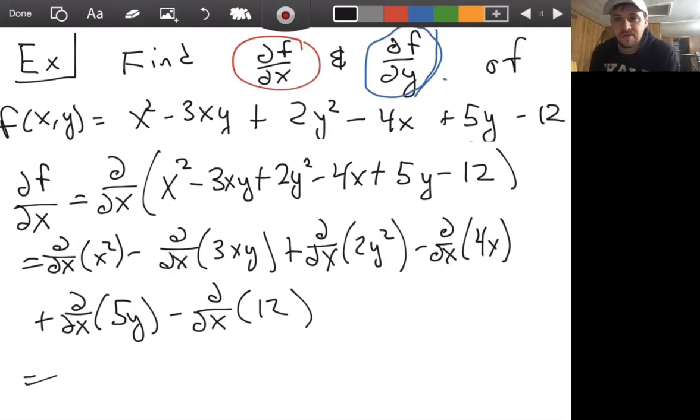And so now we take the derivative term by term, treating y as a constant because we're taking the derivative with respect to x. So we have the partial derivative with respect to x of x squared, right?